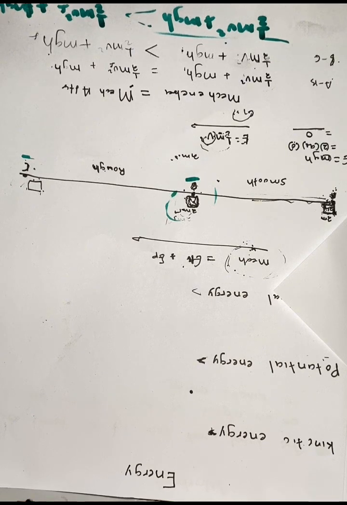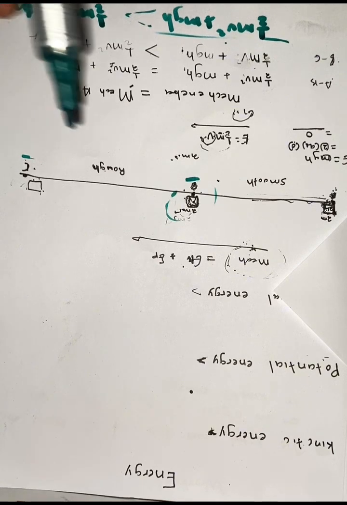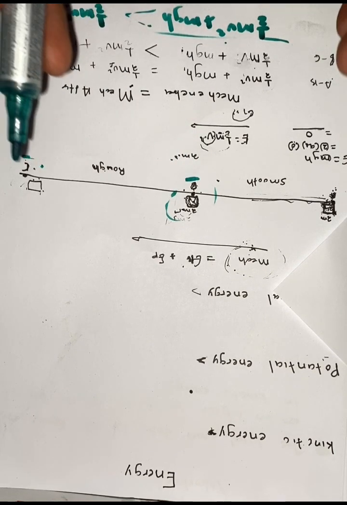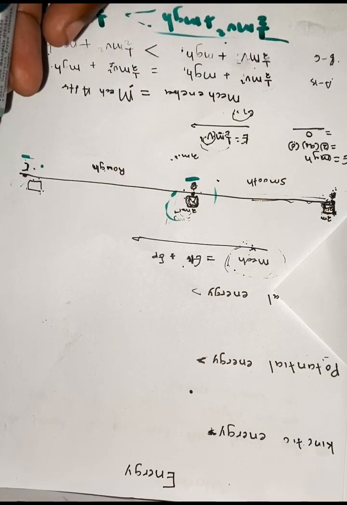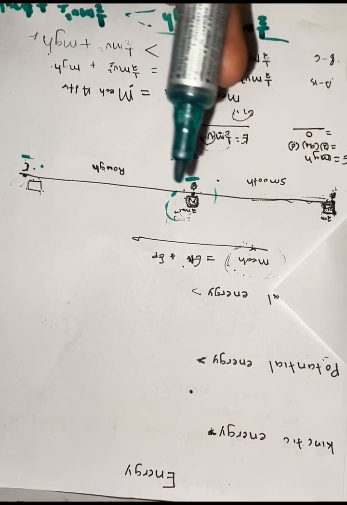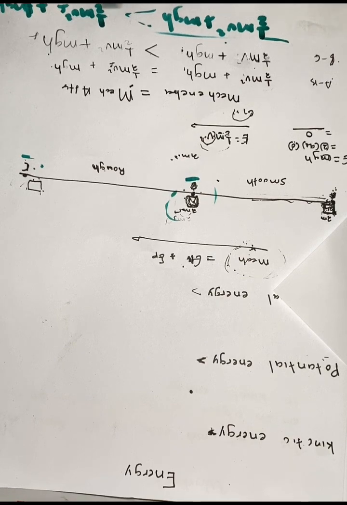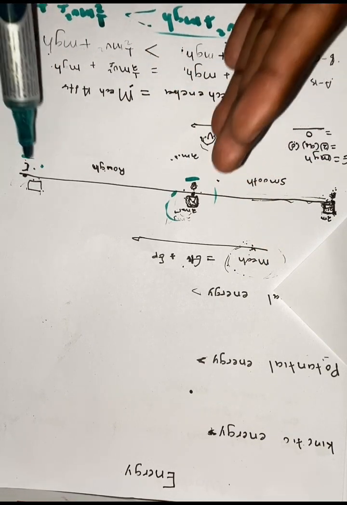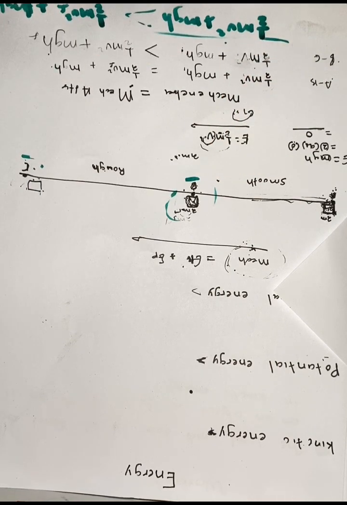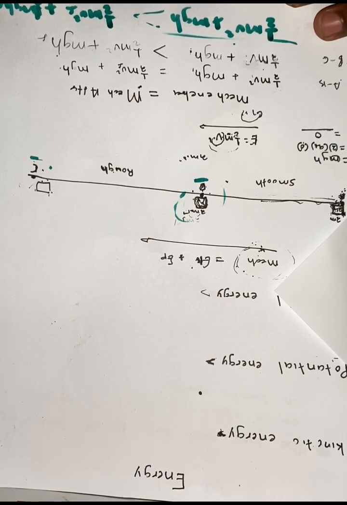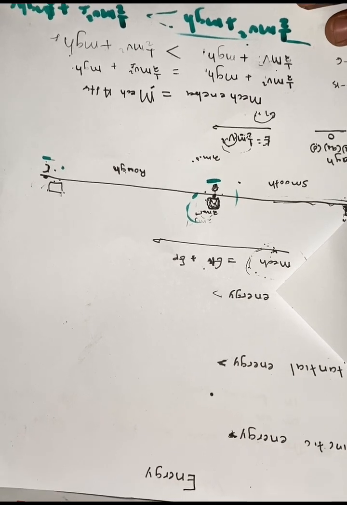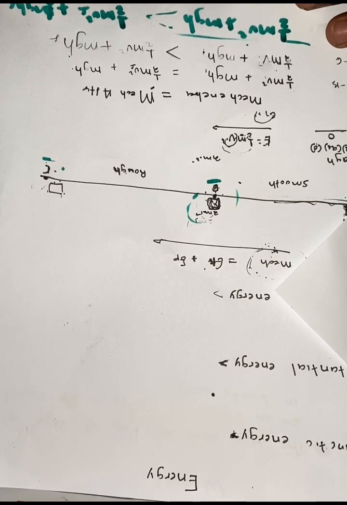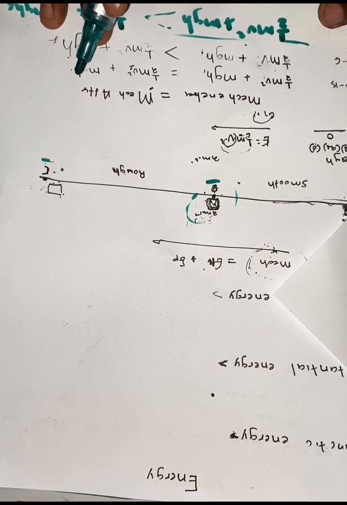Remember, in order for me to put an equal sign here, I have to take away the friction force in order for the mechanical energy to be conserved. You see, mechanical energy from point A to point B was conserved. Why? There was no friction force. Then from point B to point C, in order for mechanical energy to be conserved, I have to remove what? The friction force. I have to say minus friction force.